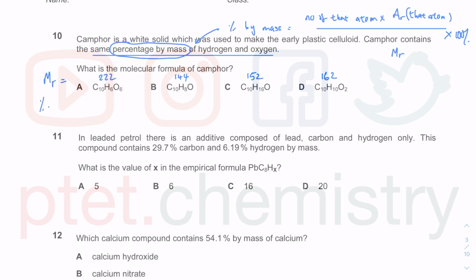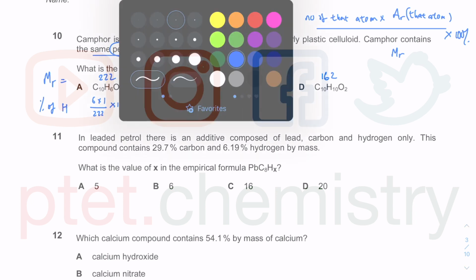So the percentage of hydrogen is going to be 6 times 1 over 222 times 100%. All of these will be times 100%. I'm just looking for this thing being the same, then they will give me the same percentage by mass of hydrogen and oxygen. So without calculating a value, I think I should be all right.